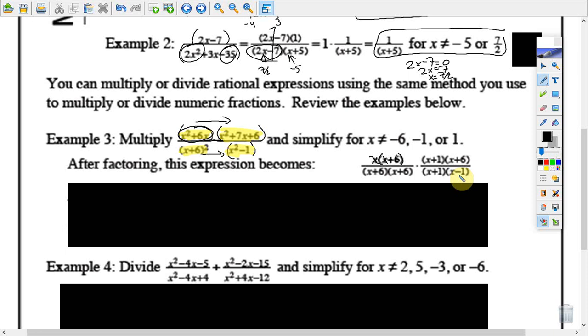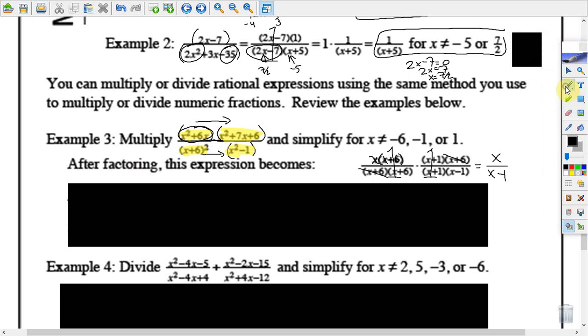And now that we have it broken down into factors, we can start with our big ones, right? So we have an x plus 6 here. We have an x plus 1 here. We have this x plus 6 and this x plus 6 right here are going to cancel, which means that the only thing we have left is x over x minus 1. Let's see if they express that any differently.